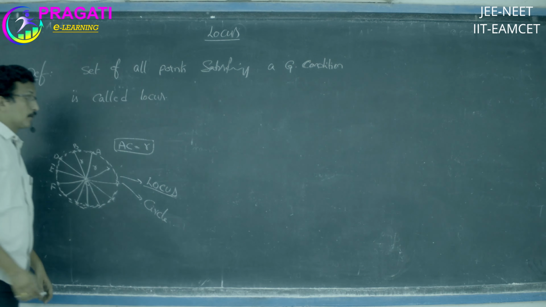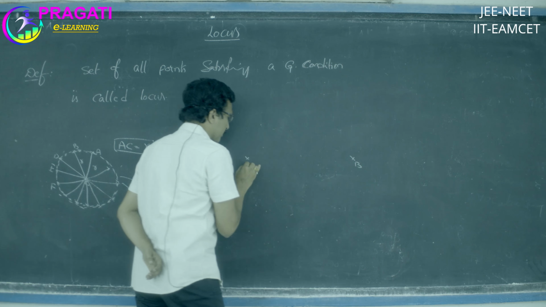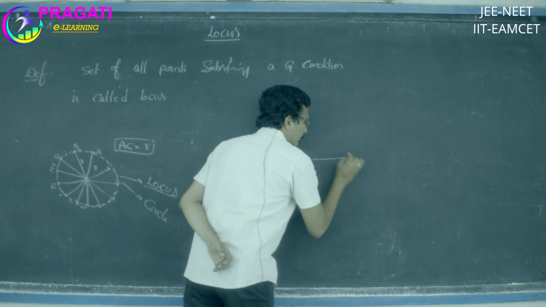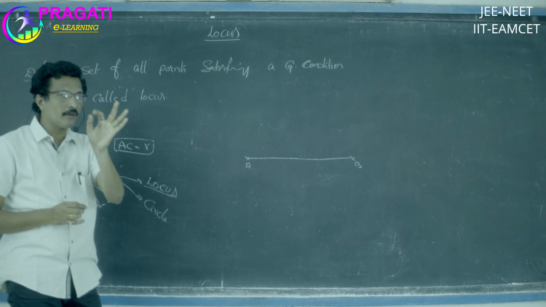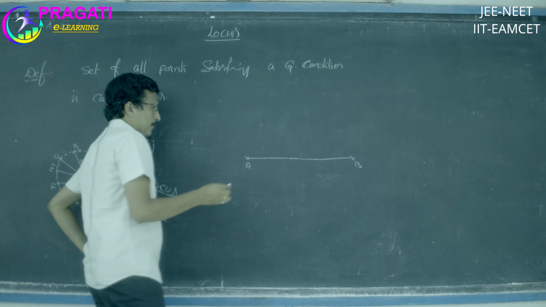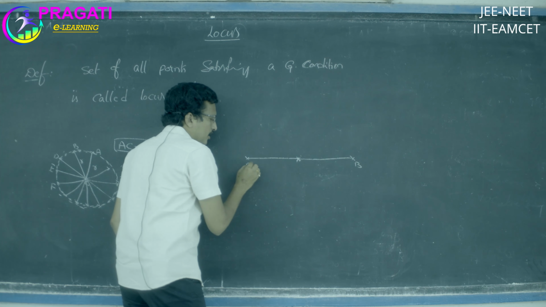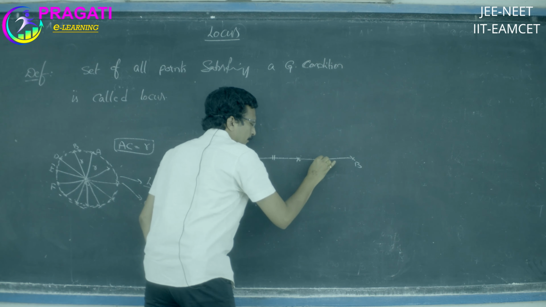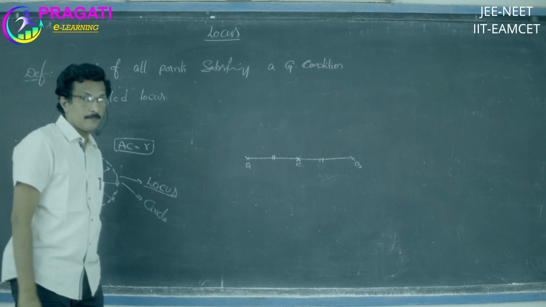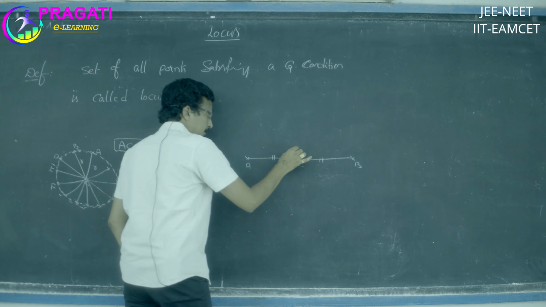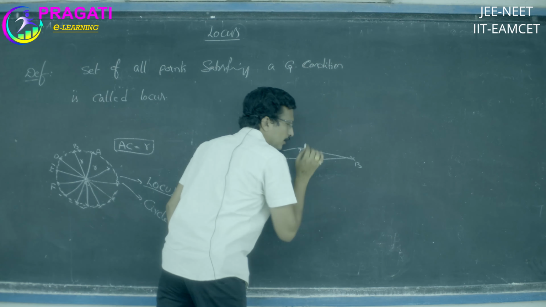Okay, and one more example is, suppose A, B are 2 points in this plane. How many points are equidistant from A and B? Here it is one of the points. It is equidistant from A and B. That means the distance AC is equal to the distance BC. Here one more point is there. It is also equidistant from A and B.